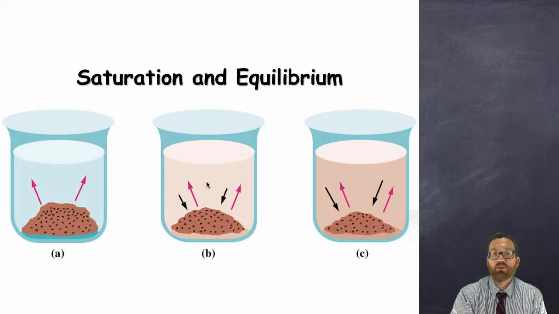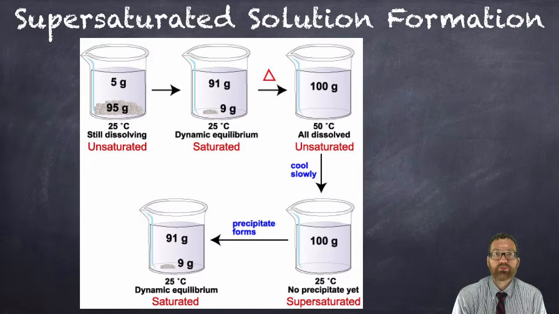This water is becoming more concentrated. And when we get to picture C, the arrows are equal, which means the amount of dissolving is equal to the amount of recrystallizing. And when that happens, we say that the solution is saturated and it is at equilibrium.